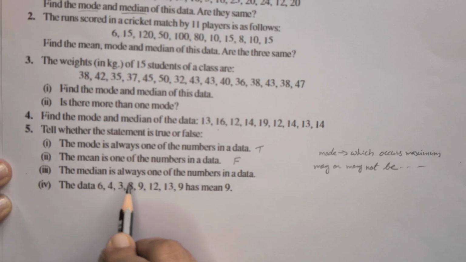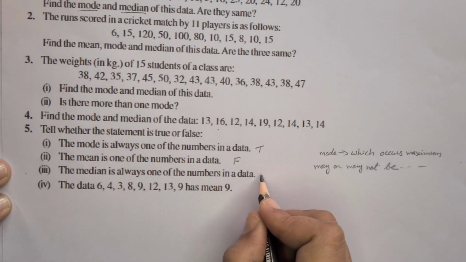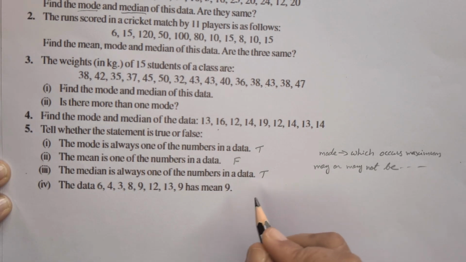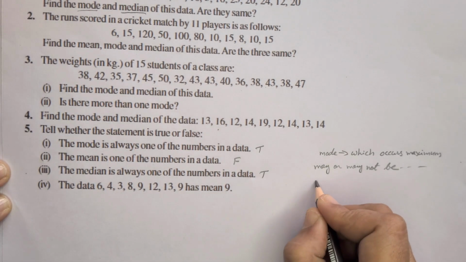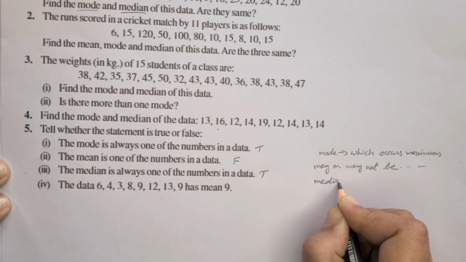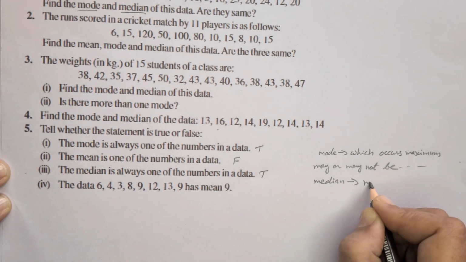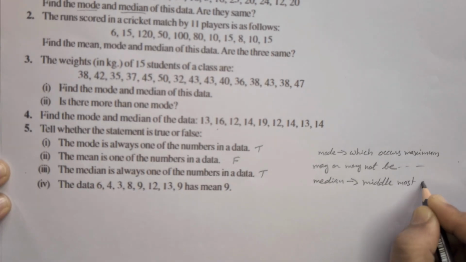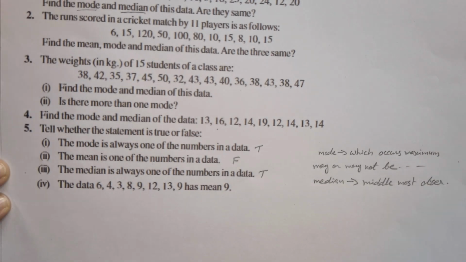Third, the median is always one of the numbers in a data. True. Median means the middlemost observation. So that will be from the data itself.